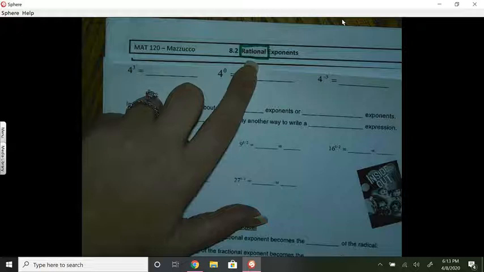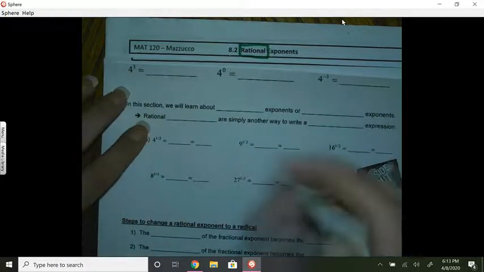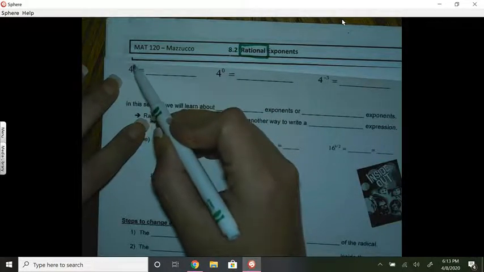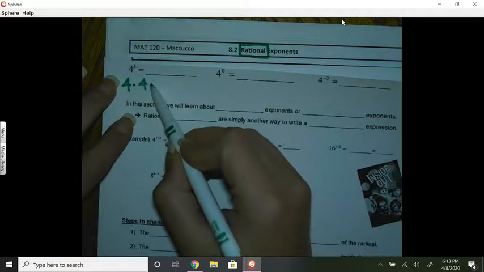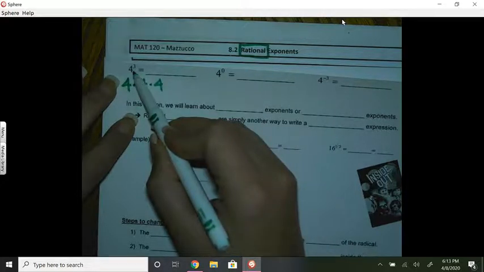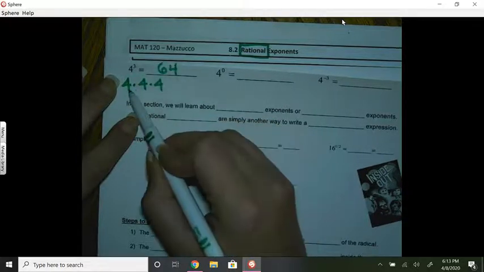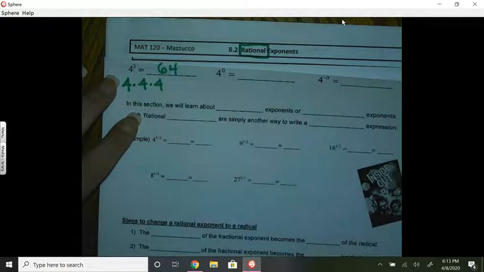So before we even try to do that, let's review and make sure that we understand how to do regular exponents that aren't fractions. If we have 4 to the third power, remember when the exponent is positive, it means to multiply the base that many times. So 4 to the third power is 64, because 4 times 4 is 16, and 16 times 4 is 64.